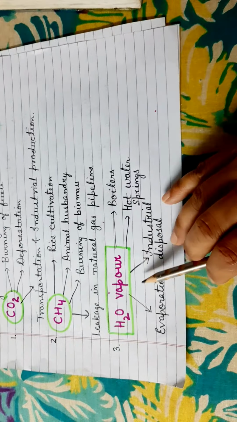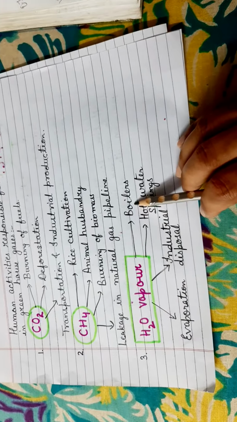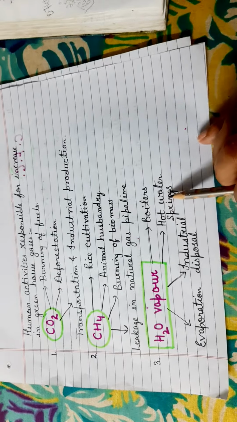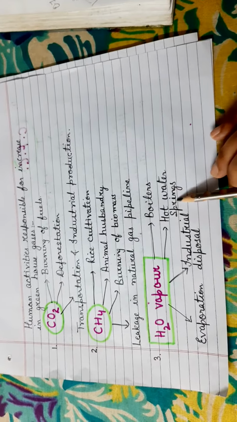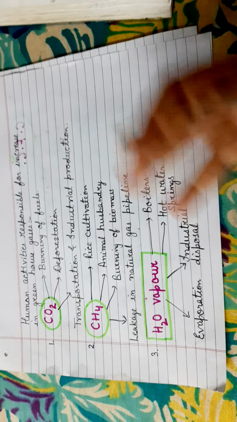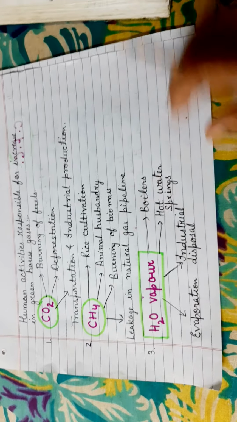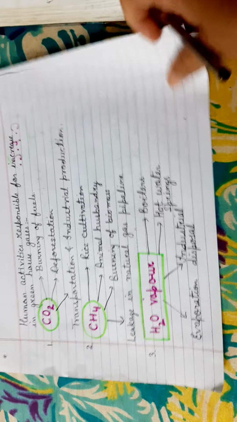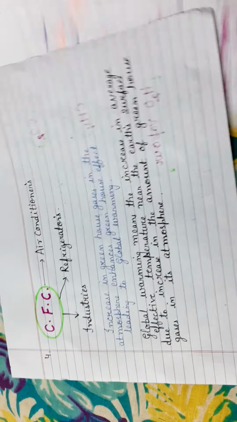Now let us look at the cause of increase in water vapor in the atmosphere. We use boilers in the industries, which causes an increase in water vapor level. Also the hot water springs emit water vapor. The industrial disposals cause liberation of water vapor. Even the natural process of evaporation causes an increase in the amount of water vapor.